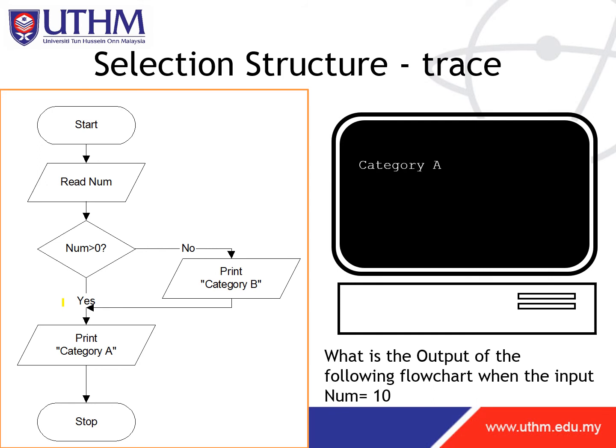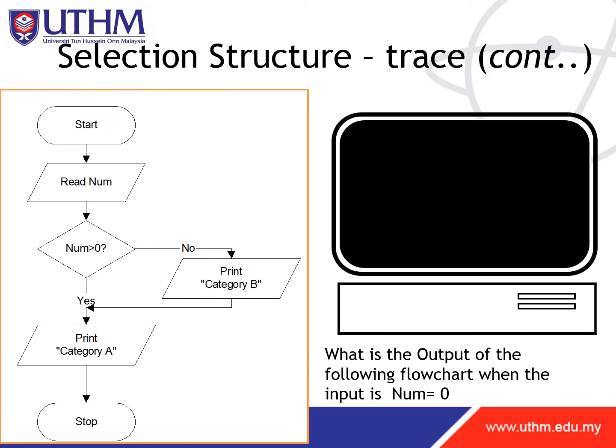Okay. So you will print category A, and then you end. Okay. So you key in another number. So you key in 0. So is 0 greater than 0? No, right? Okay. So you will go to category B.